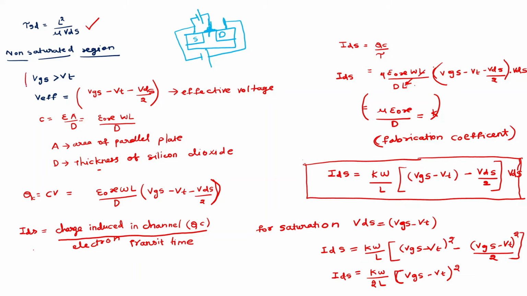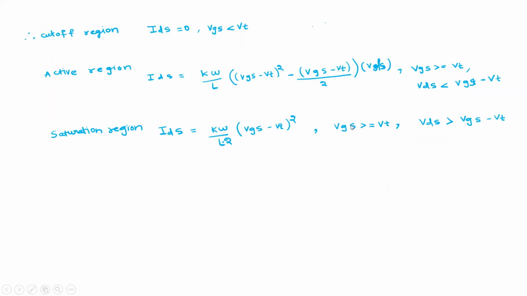In the non-saturated region, obviously VGS must be greater than the threshold voltage, and a very important point is, as I already told, in the active region the gate voltage is always greater than the threshold, and VDS is always less than VGS minus VT, where VT is the threshold voltage and VGS is the gate voltage. This is the one formula you need to remember.